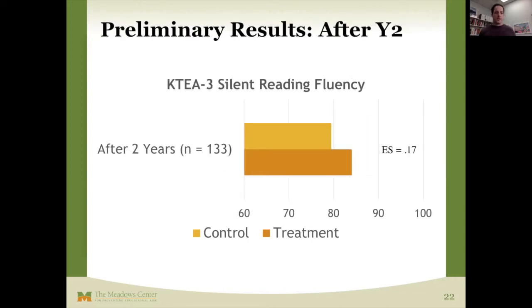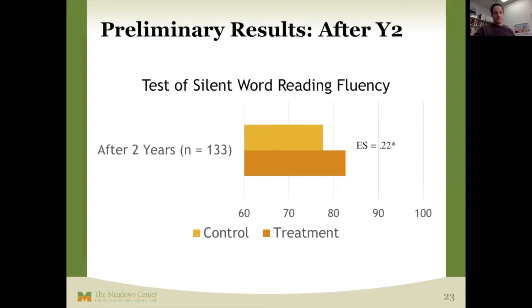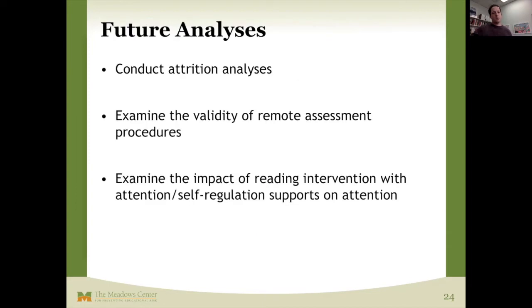We also measured silent reading fluency. Here you can see treatment students scored higher than control students, but this contrast was not statistically significant. On our last measure, our test of silent word reading fluency, treatment did outperform control significantly, and you can see the effect size is 0.22.